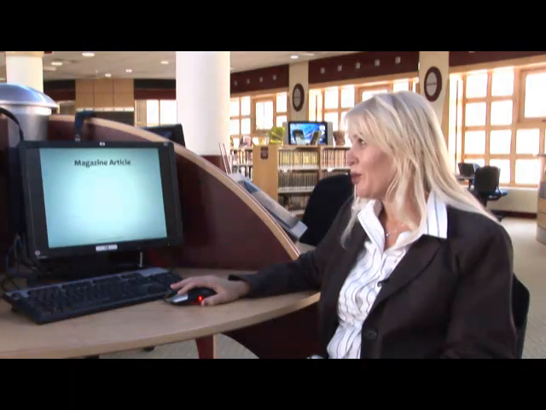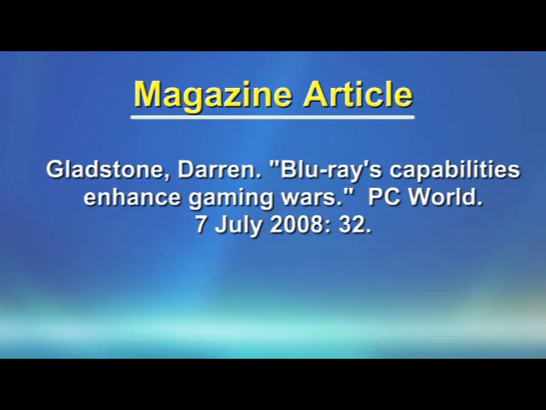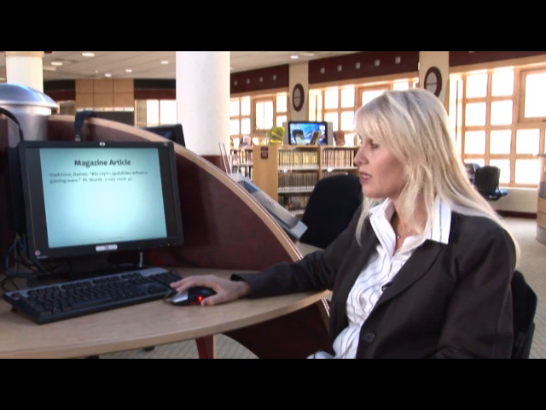However, a magazine article starts to get a little bit more complex. Still, we have the author's name, then the title of the article from the magazine, the name of the magazine, followed by the date it was published. And we usually include the page numbers of that article.